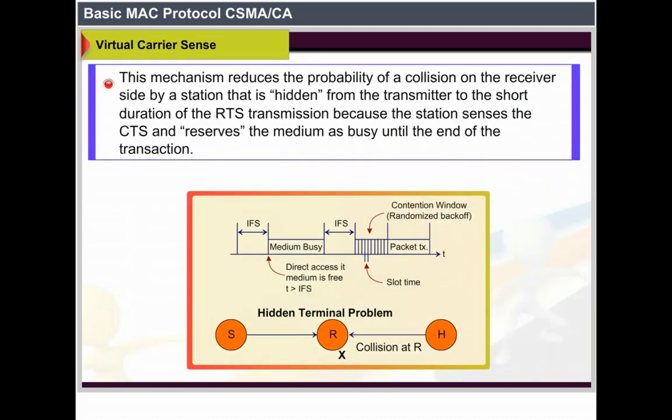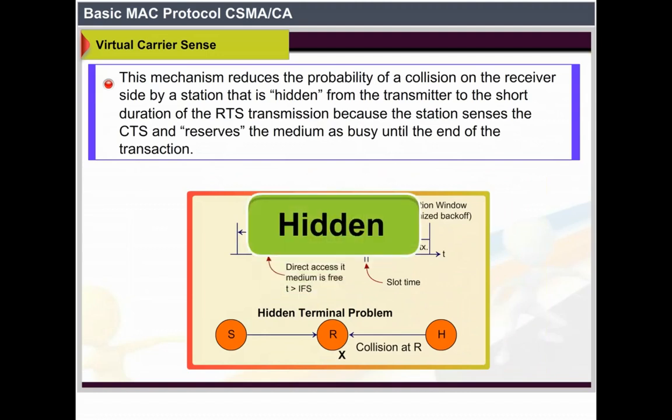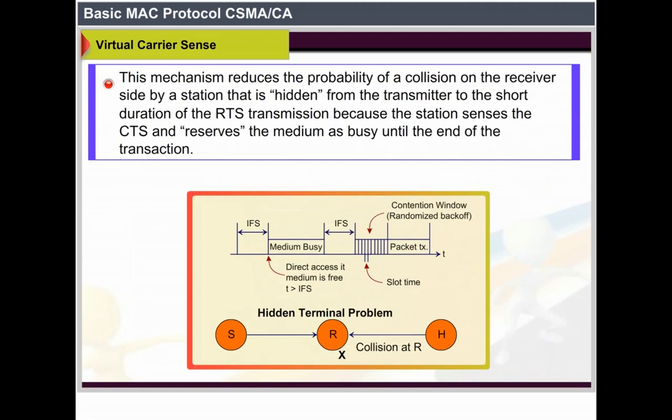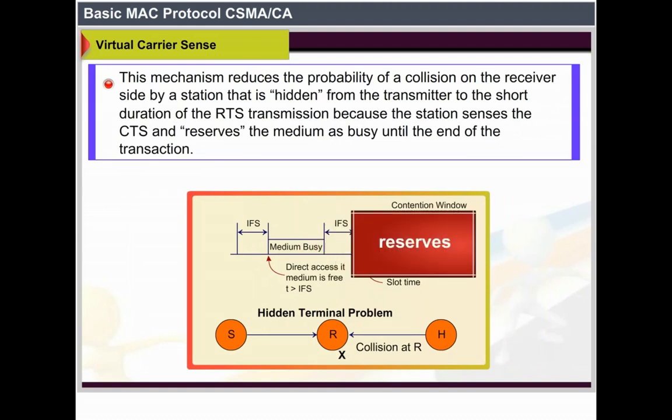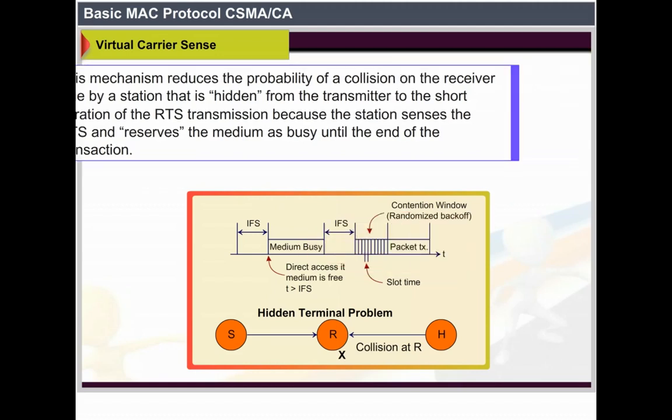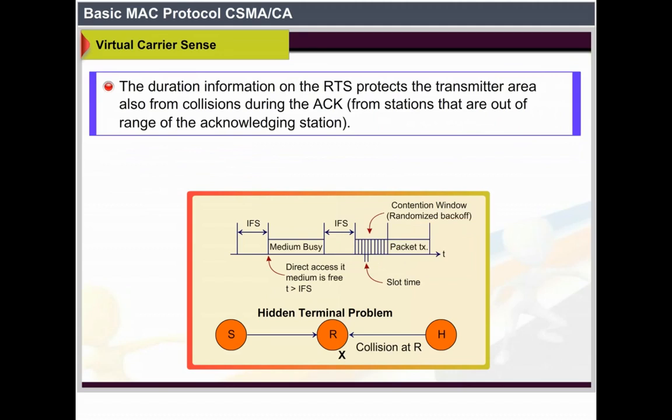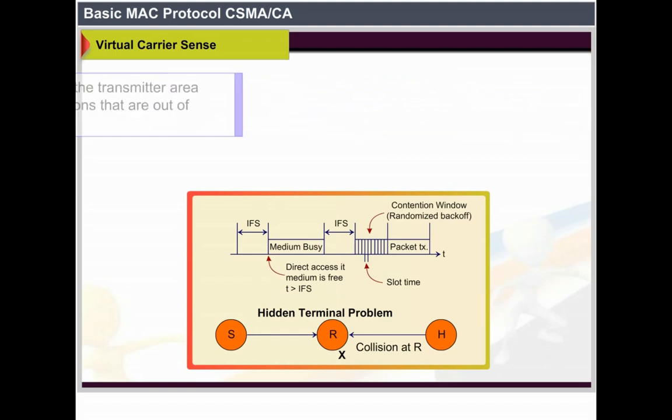This mechanism reduces the probability of a collision on the receiver side by a station that is hidden from the transmitter, due to the short duration of the RTS transmission, because the station senses the CTS and reserves the medium as busy until the end of the transaction. The duration information on the RTS also protects the transmitter area from collisions during the ACK from stations that are out of range of the acknowledging station.